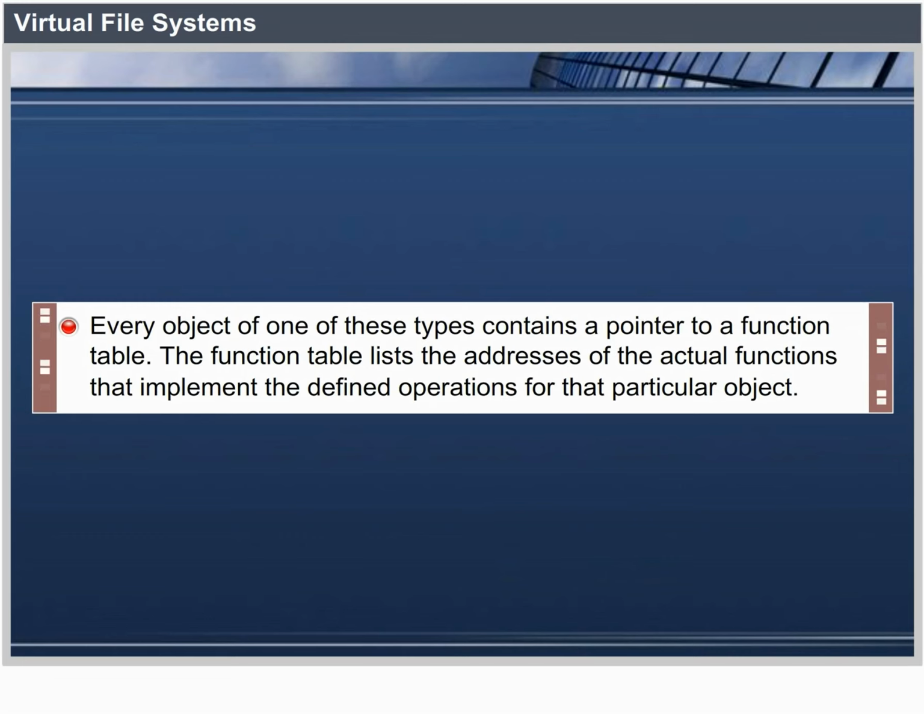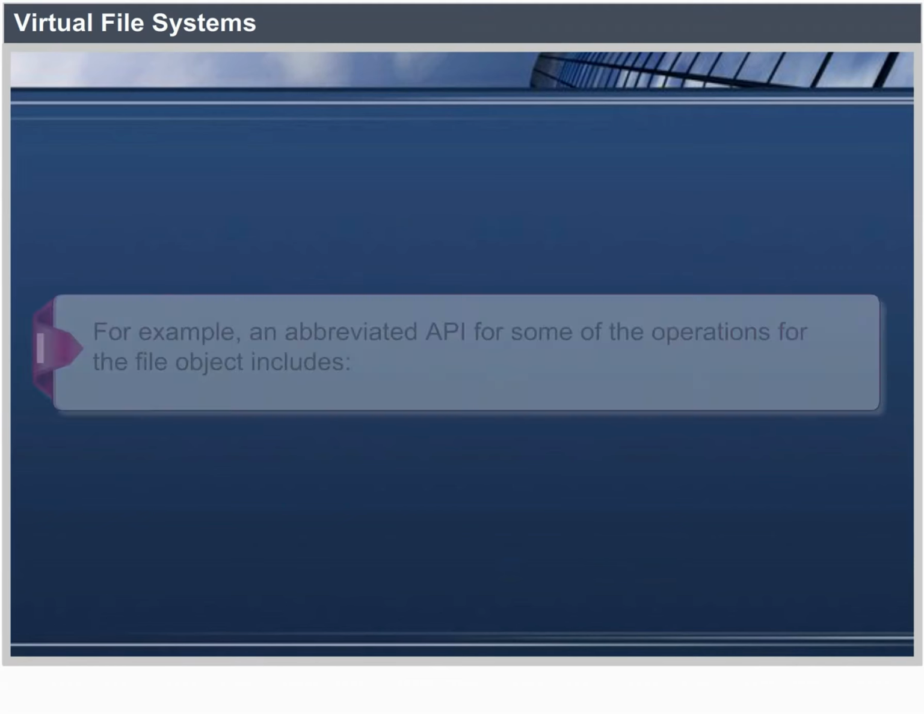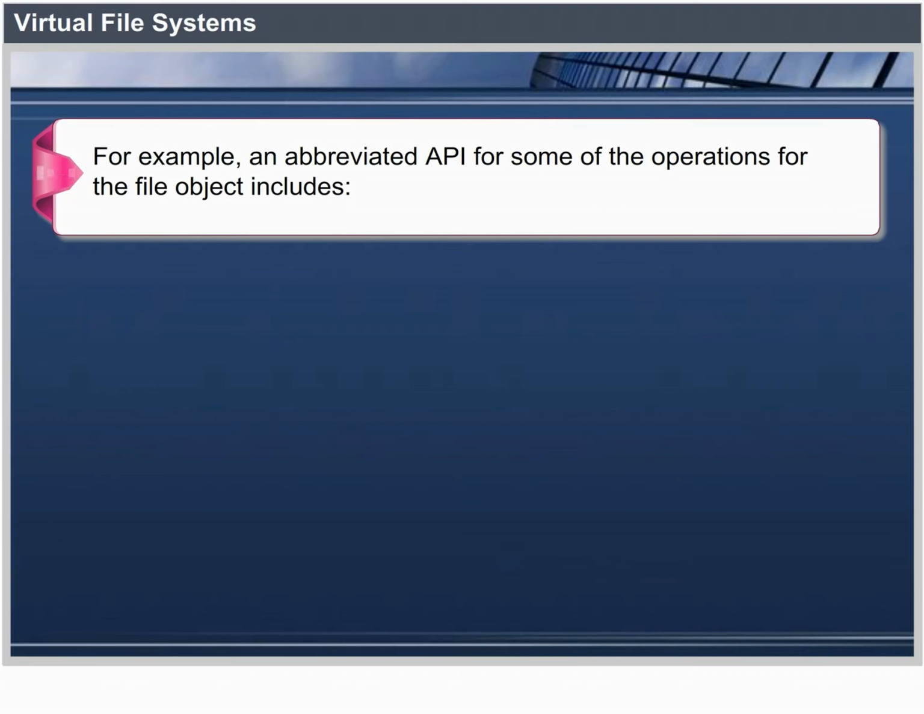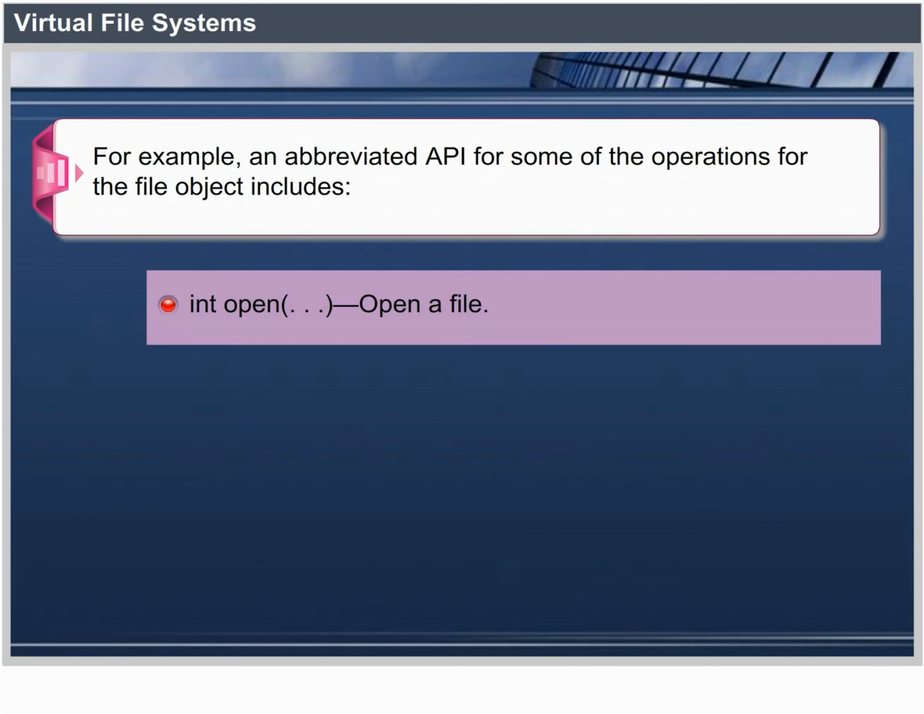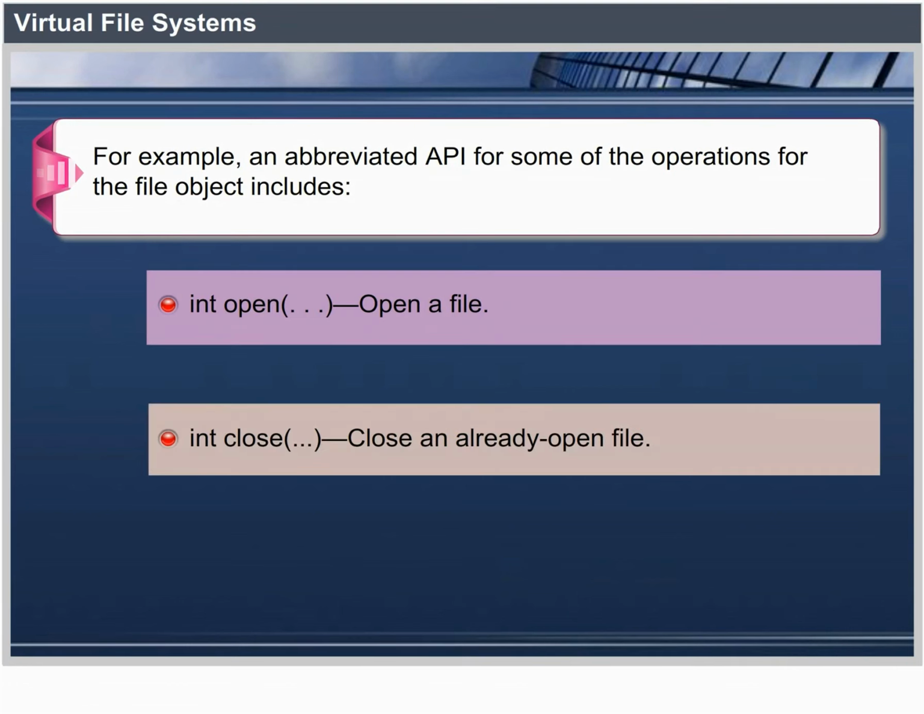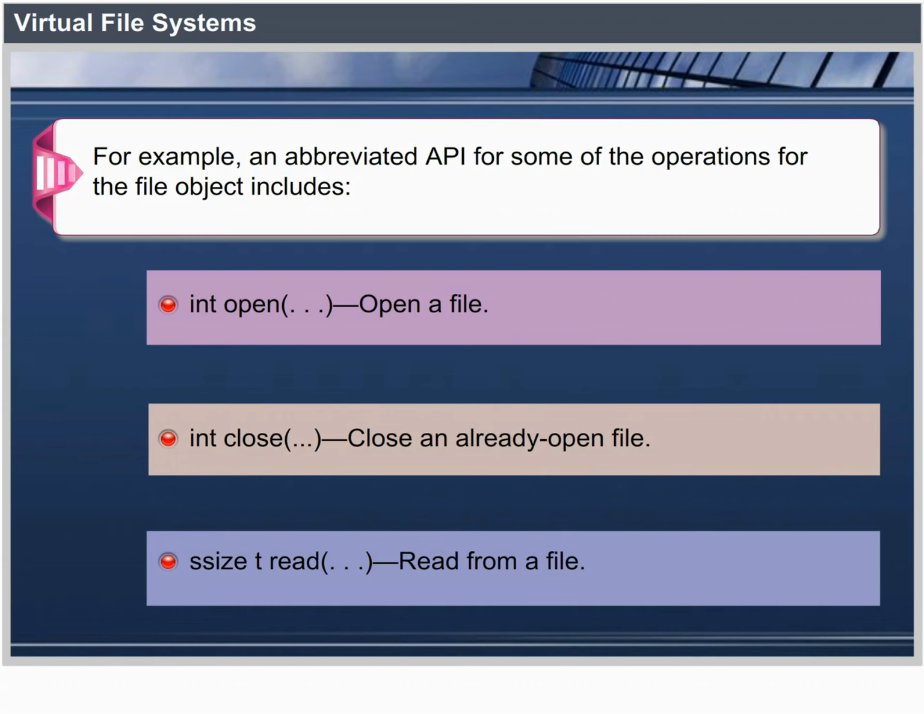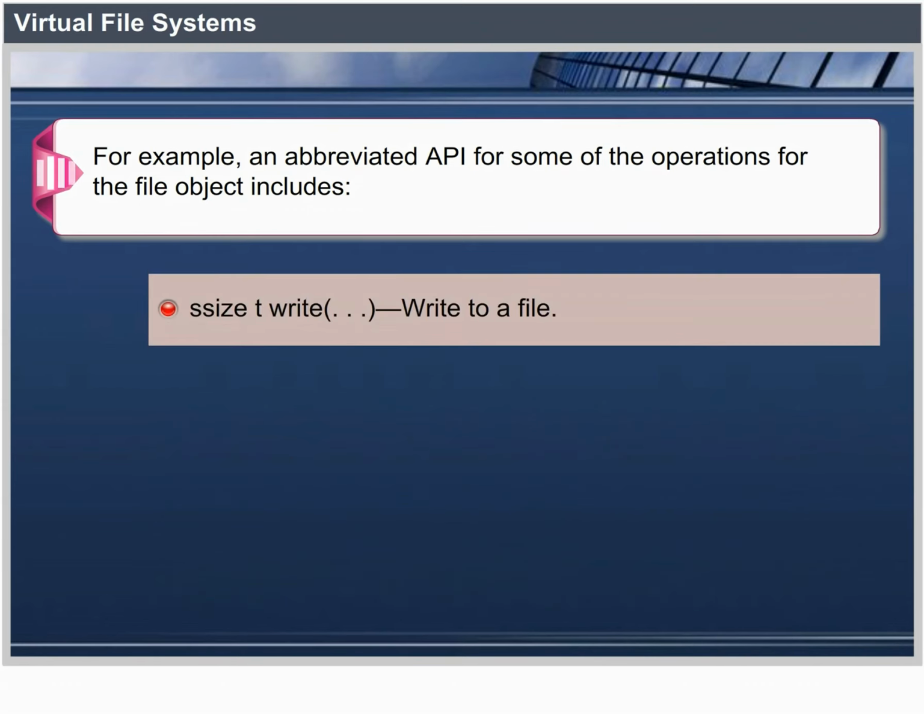For example, an abbreviated API for some of the operations for the file object includes: int open(), open a file; int close(), close an already open file; ssize_t read(), read from a file; ssize_t write(), write to a file; int mmap(), memory map a file.